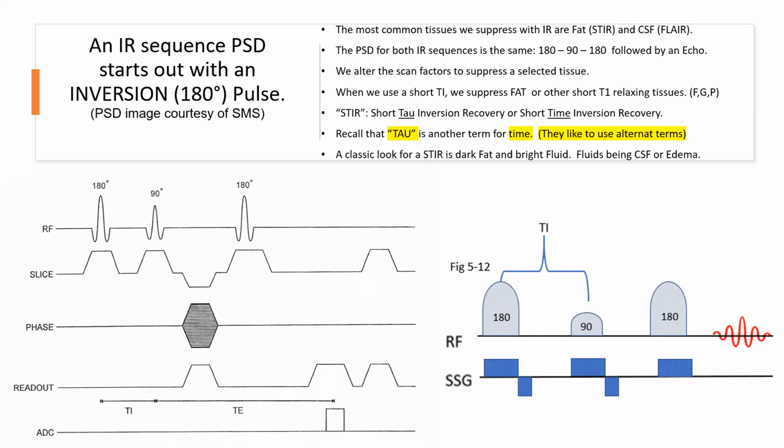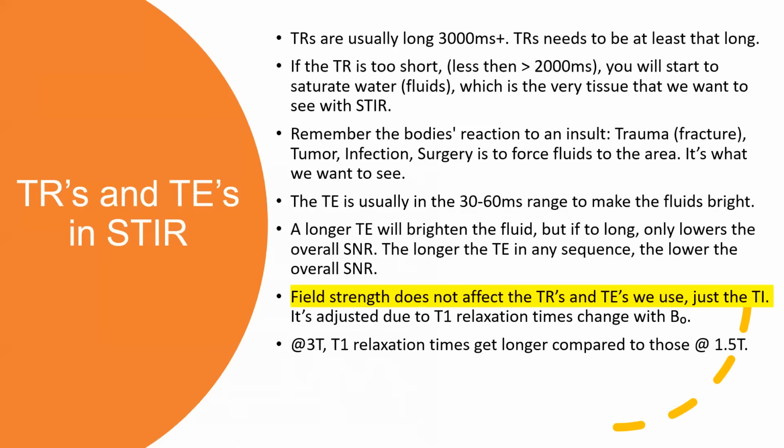Now, the first one that I'm going to talk about is STIR, short time inversion recovery, or they can also call it short tau inversion recovery. Tau, I think, is Greek for time. So that's why it can be called short tau inversion recovery. The classic look for a STIR is dark fat, bright fluid, very similar to a T2 fat sat. What we're going to be seeing signal from in a STIR is CSF or edema. Remember I said earlier in MR, we're following the water. So on STIR, we're going to see bright fluid, bright edema.